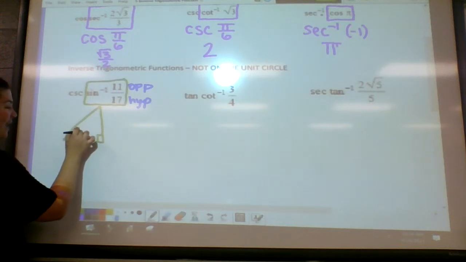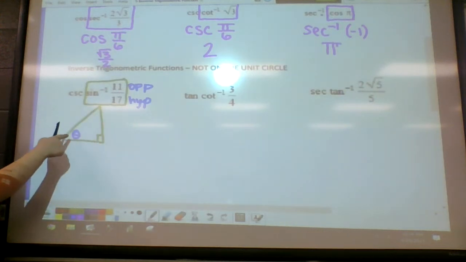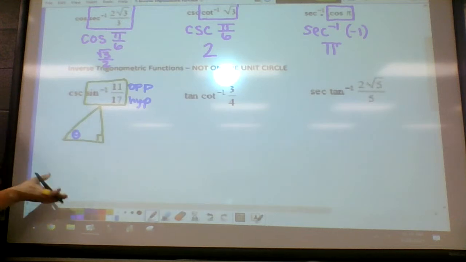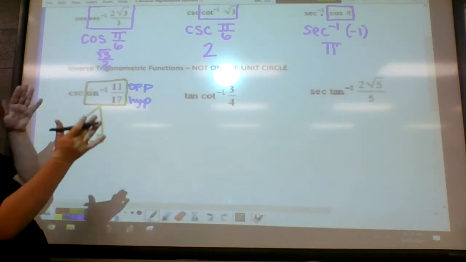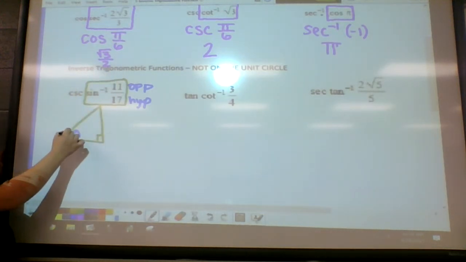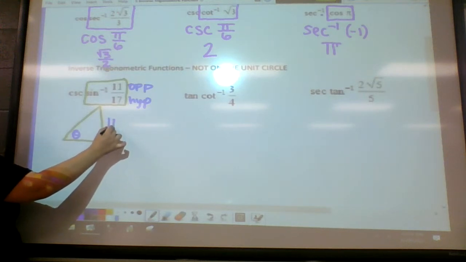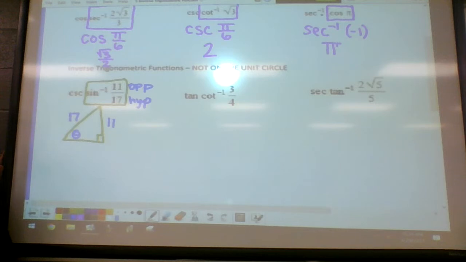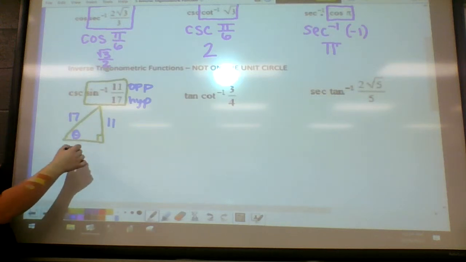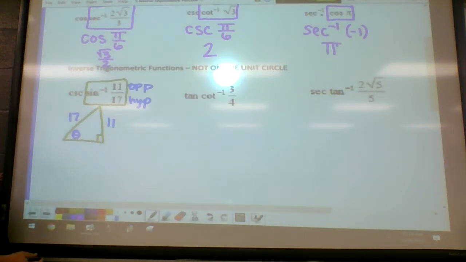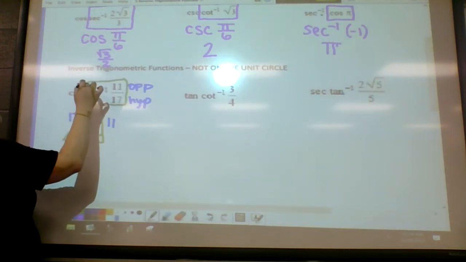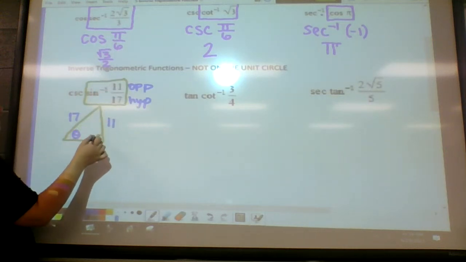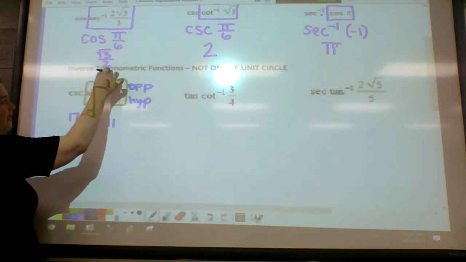So I need an angle, and you can pick either angle. I always pick this angle just for reference, kind of like how it's set up on the unit circle. Opposite would be over here. That side's 11. Hypotenuse over here, that side is 17. Are we going to use Pythagorean here? You could, if you needed the adjacent, right?